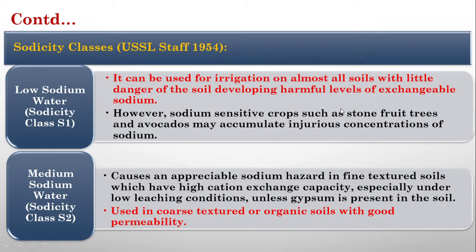The sodicity class again is four: S1, S2, S3 and S4. So S1 sodicity class can be used for irrigation on almost all soils with little danger of the soil developing harmful levels of exchangeable sodium. So we can use this type of water for almost all soils. And regarding the S2 class, it can be used in coarse textured or organic soils with good permeability. This type of water is used in such kind of soils which are coarse textured and have a high amount of organic content.